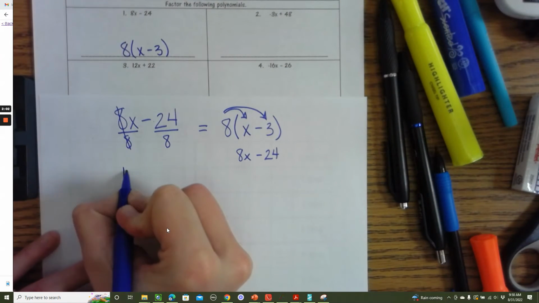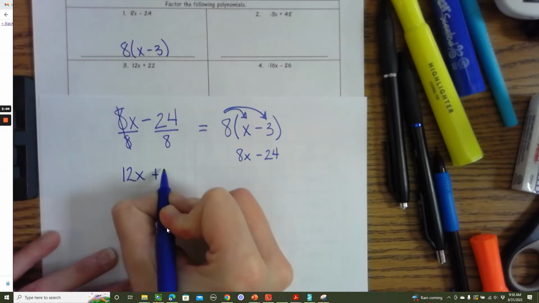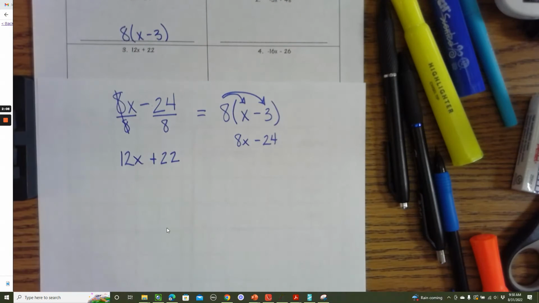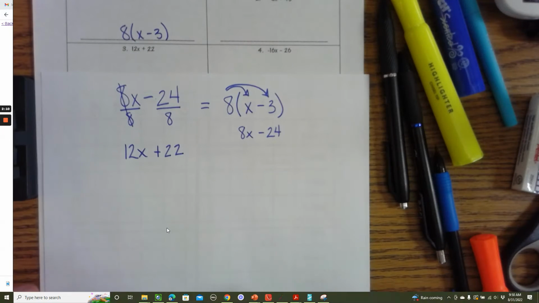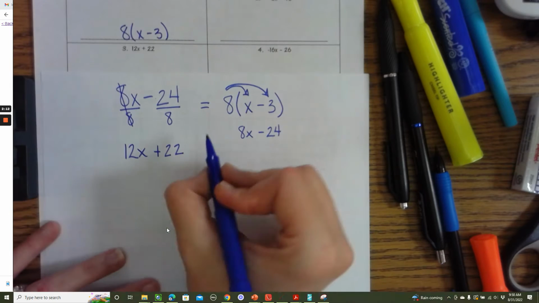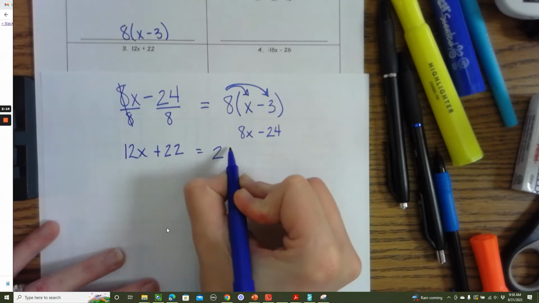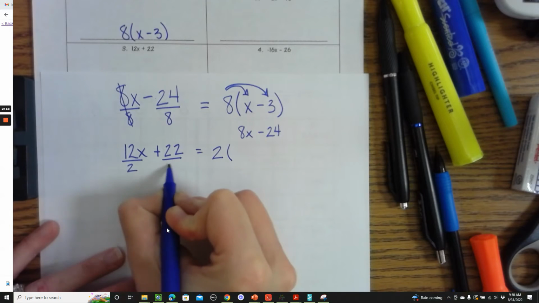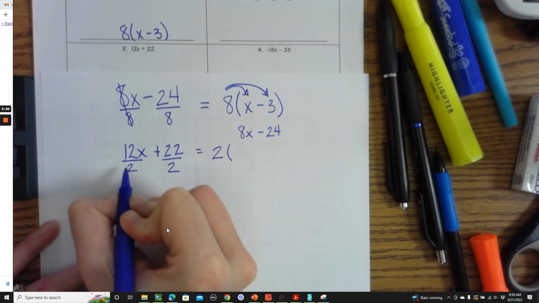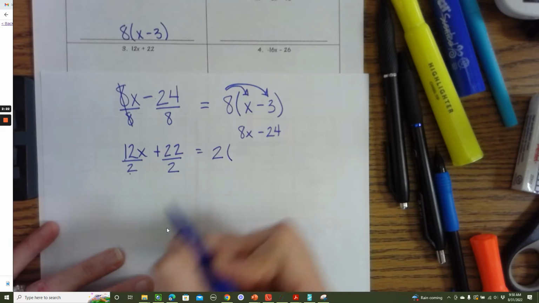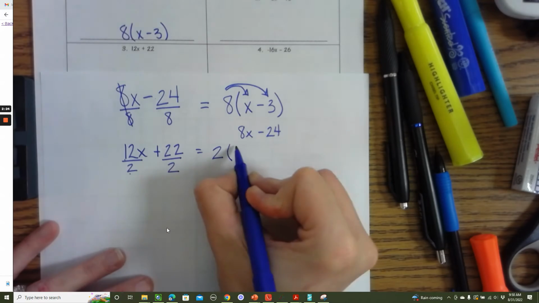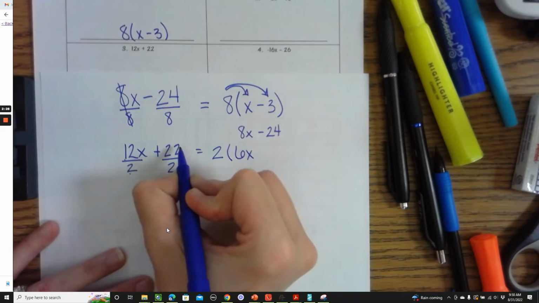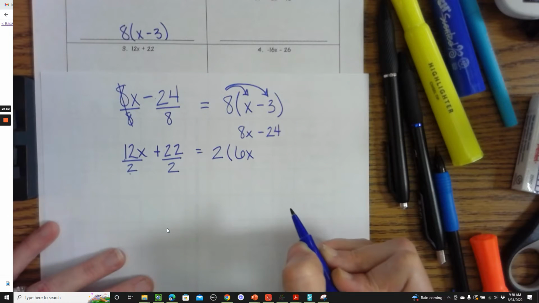3, 12x plus 22. All right, what number will go into 12 and 22? What's the easiest number that we know? 2. So we know that we're going to have a 2 here. All right, divide by 2, divide by 2. What's 12 divided by 2? So 6, and that one's got an x, so I've got to keep that x. And then what's 22 divided by 2? 11.